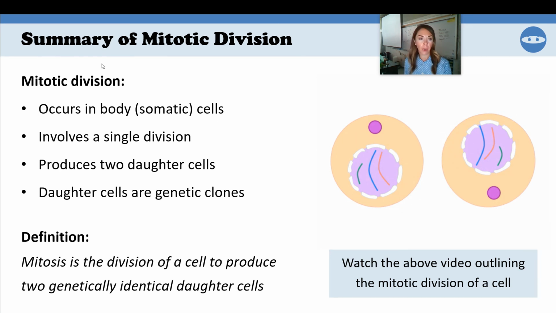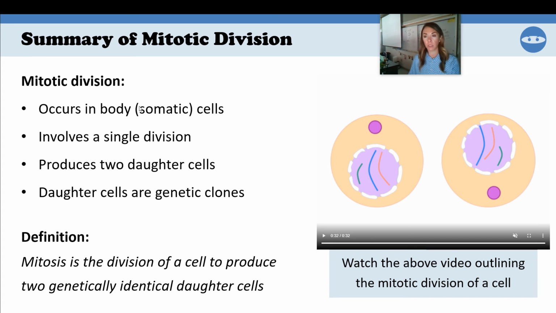Okay. Now, mitotic division happens in my somatic cells, my body cells, right? The only place it doesn't happen is in your sex cells. That's meiosis. So mitosis occurs in somatic body cells. It involves just a single division, right? It gets more complicated as you move on. Two identical daughter cells to the mother cell that are genetic clones, so creating an exact copy of what happened before.